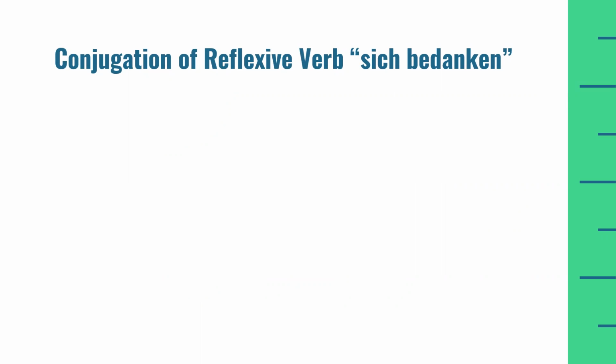First of all, we will look at the conjugation of reflexive verbs. I have taken the example of the verb sich bedanken, which means to thank someone. Let's see how we can conjugate this verb. We learned in the previous lesson that we have to use a reflexive pronoun when using a reflexive verb, and the reflexive pronoun always relates to the subject of the sentence. So we will see what the reflexive pronouns are for different subjects.